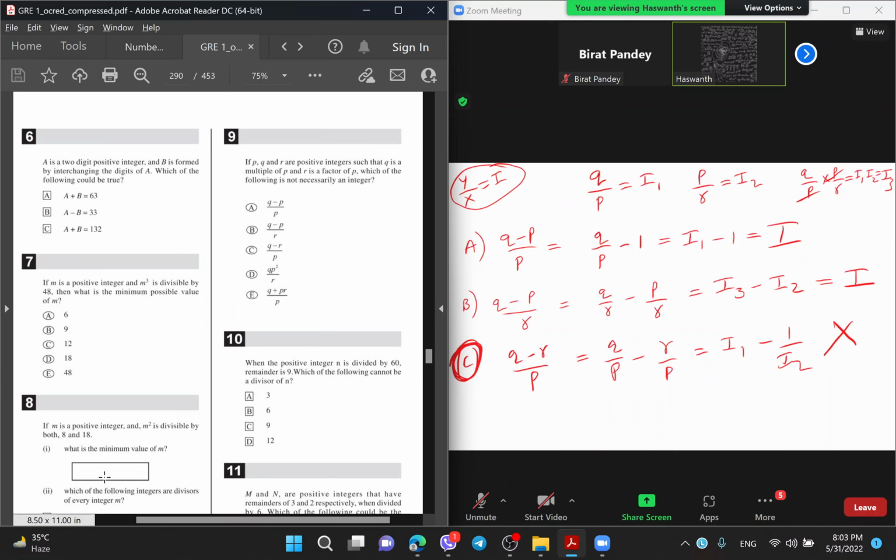We select C. And if you evaluate D and the others, there you will get that they are integers only. Q p square by r, which is q into p by r, all are integers. Product of three integers, integer. Or q by p plus r: q by p is an integer plus r is an integer, sum of two integers, integer. So we'll select C here, which is not necessarily an integer.